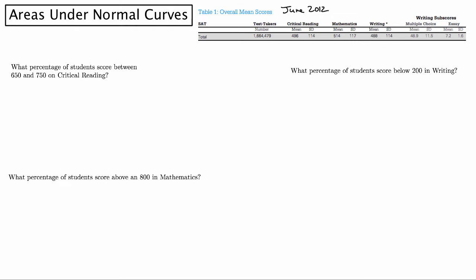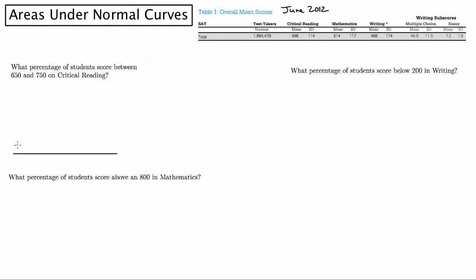So let's look at this first question. I have three questions here I want to look at with you. Each of them represents one of three possible types of questions you could be asked. So what percentage of students score between 650 and 750? You should start most of these questions by trying to draw an accurate picture.